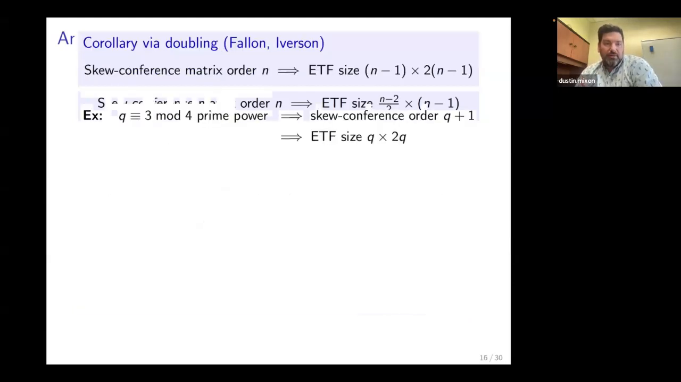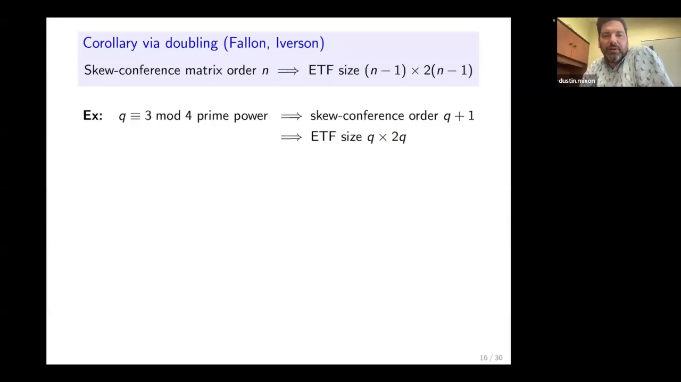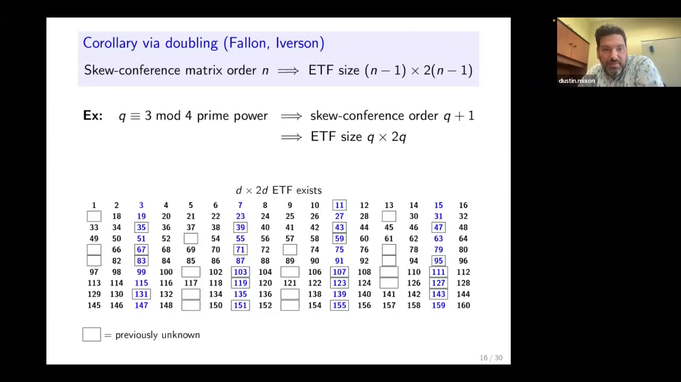There's a particularly popular skew symmetric conference matrix that comes from a Paley construction. Whenever q is 3 mod 4, you'll get a skew symmetric conference matrix, and that in turn will give you an ETF that's q by 2q. And that is what fills in all of this part of the table. So these are new ETFs as of like a year or two ago.